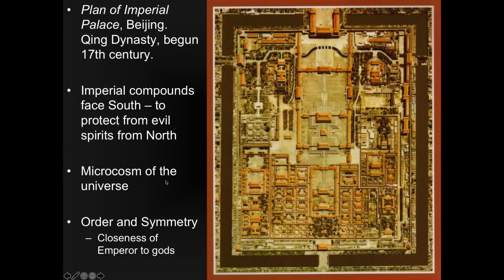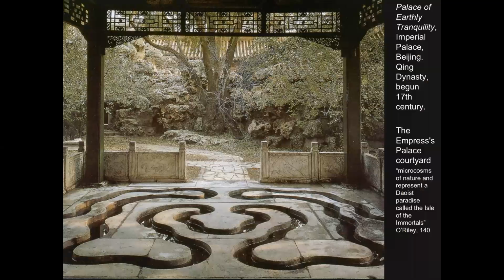So the idea with this is to show, since the emperor can never leave, this is a microcosm of the universe. It shows order and symmetry. So we're still talking about Confucianism, but also to emphasize the closeness of the emperor to the gods. Remember, in Confucianism, to run a government, it's in line with the ancient divine emperors. And the modern emperor is kind of considering himself to be divine as well at this time.